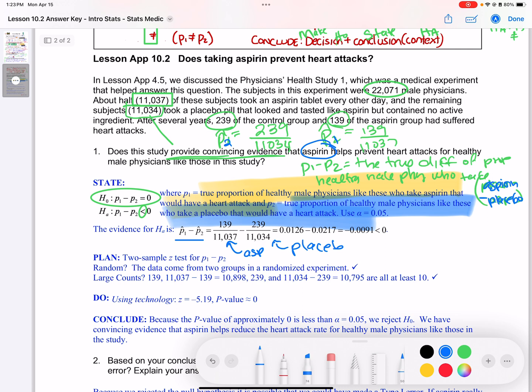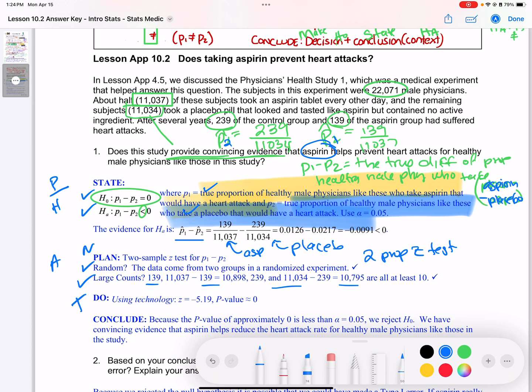Okay, so my first, again, P is for parameters, which I did here. H was my hypotheses, which I did here. My assumptions and conditions: I have to do random and large counts. I have large counts. N, that's name it. It's a 2-sample z-test for P1 minus P2, or a 2-prop z-test. I told you that's also appropriate. And then do the test statistic.